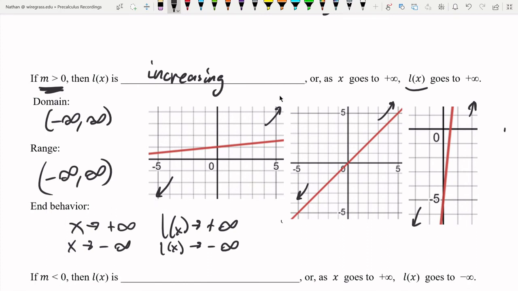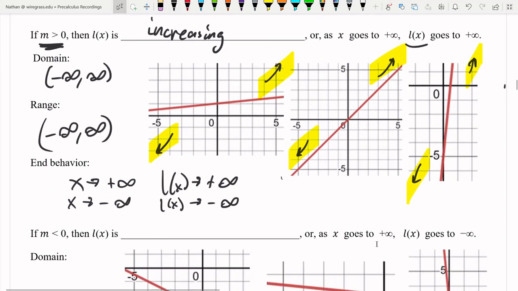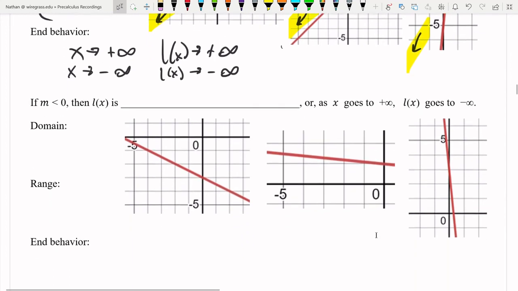So for end behavior, you can commonly use these arrows to show where the function's going, because it's going to go in some direction eventually. So these arrows help show that. Some functions don't have end behavior; they actually change, and we're going to look at those later on. But these do go somewhere.